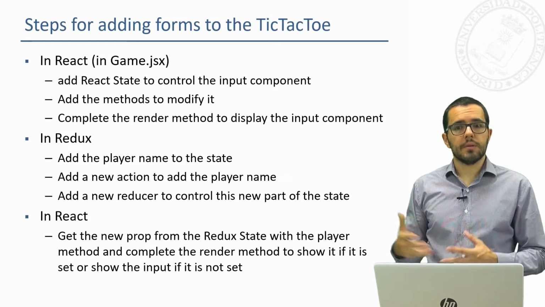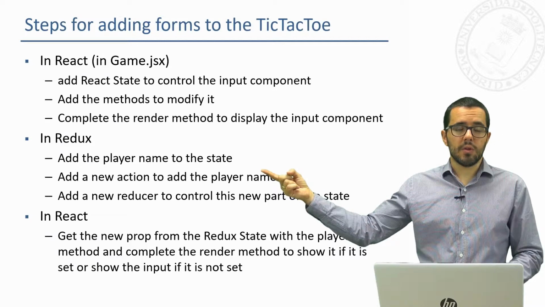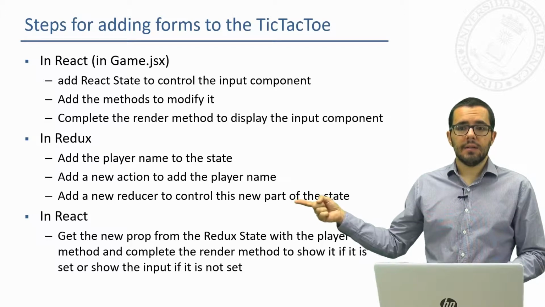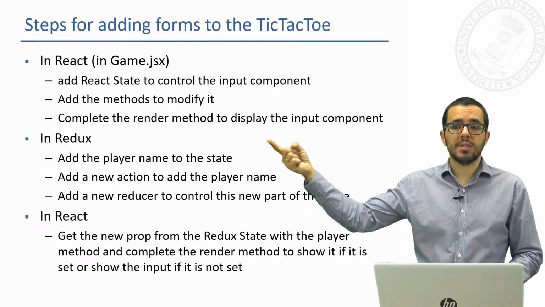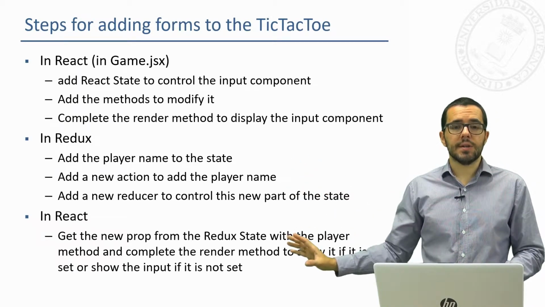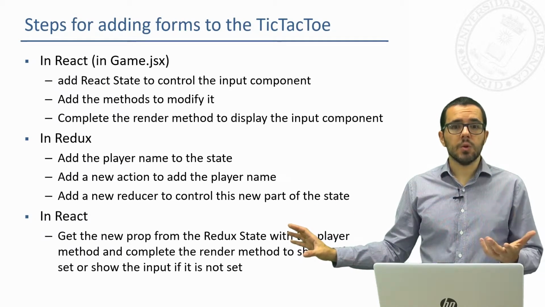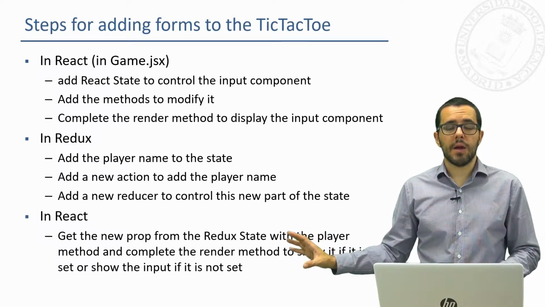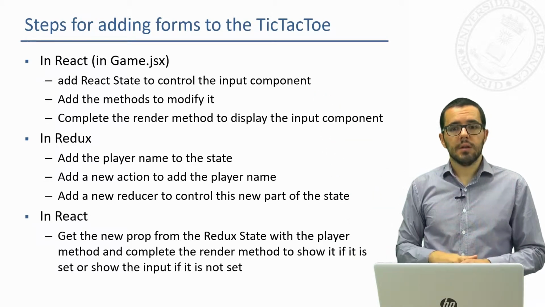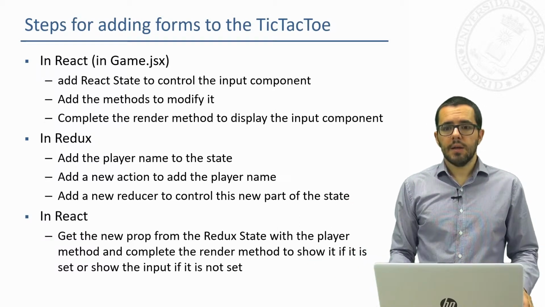Then in Redux, when we submit from React, what we will need is to modify the state: an action to say that something happened in React, and finally a reducer to control this new part of the state. And finally, when something happens in Redux, React will receive this player name as a prop. And what does React have to include? Well, a new condition: if the player has a name, it will show the game, and if not, it will show the input field. So we have three steps: first React, then Redux, and finally React again. Okay, let's code it.